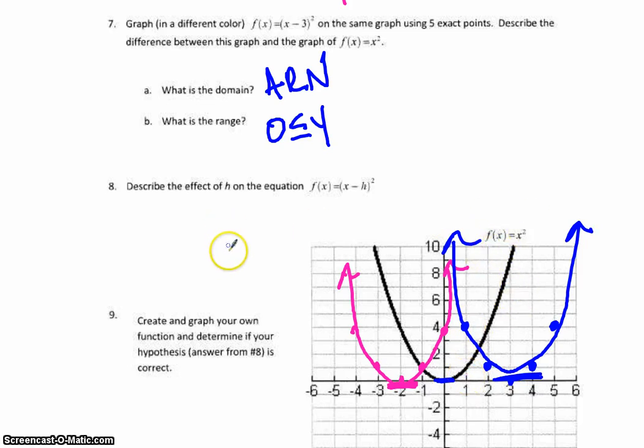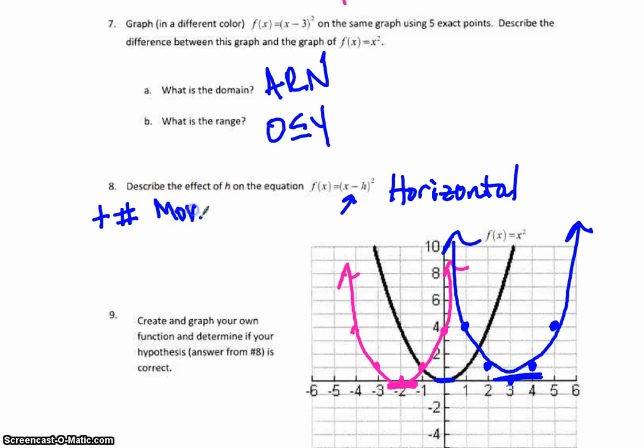So they want us to describe the effect of a number inside. Okay, this is new. We haven't talked about it. A number trapped inside the parentheses with the x is going to cause a horizontal move. Remember, horizontal is sideways, left or right. You're going to learn that horizontal moves always do the opposite of what you would expect. So if it is plus a number, you would expect it to move to the right. It's actually going to move left.